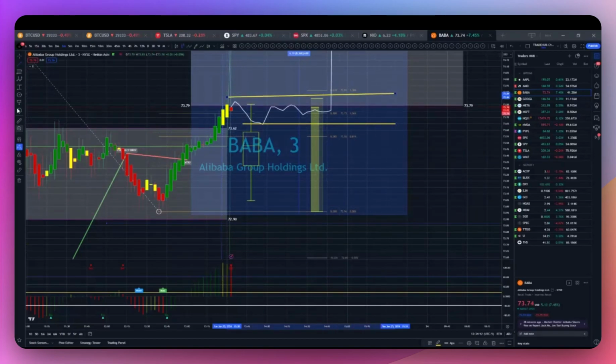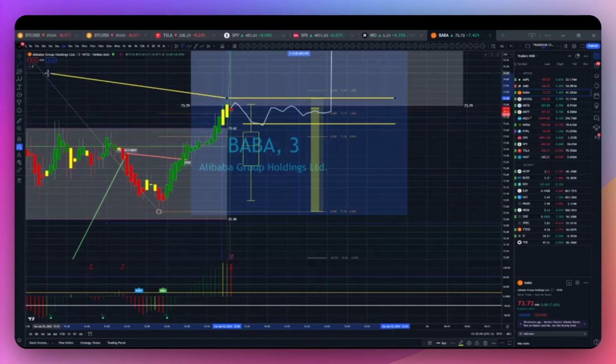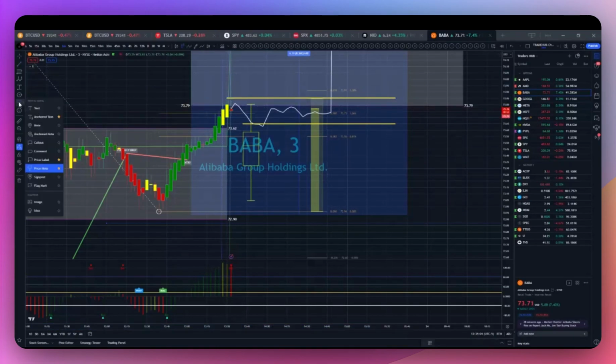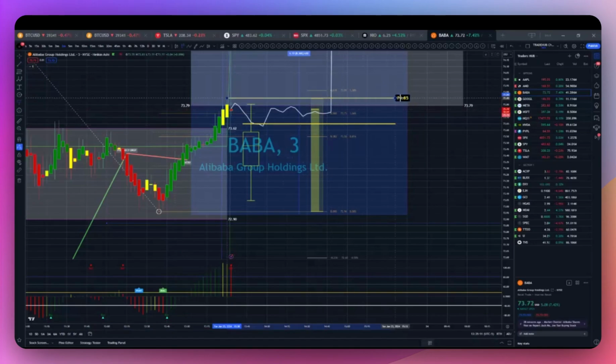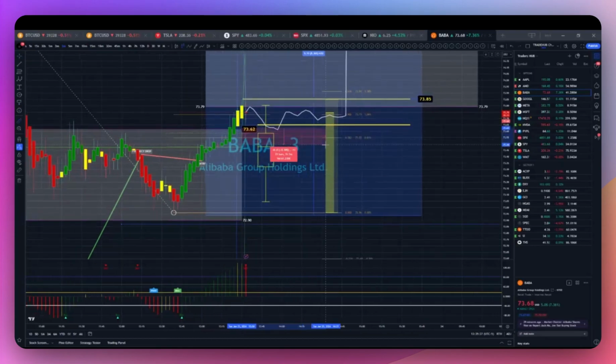The chop zone high is 73.62, and break above 73.85 for your confirmation. And look, if we drag the 73.62 over, that's your range drop that you're looking for. This entry, if it holds.